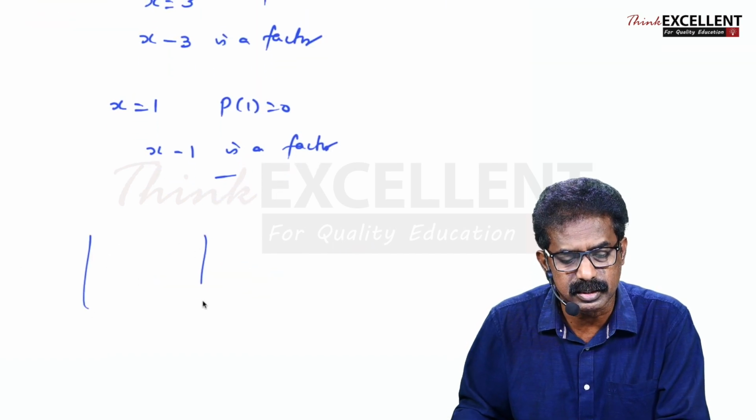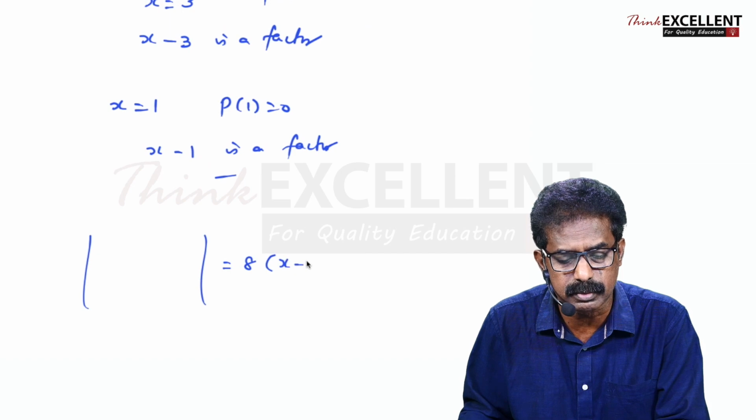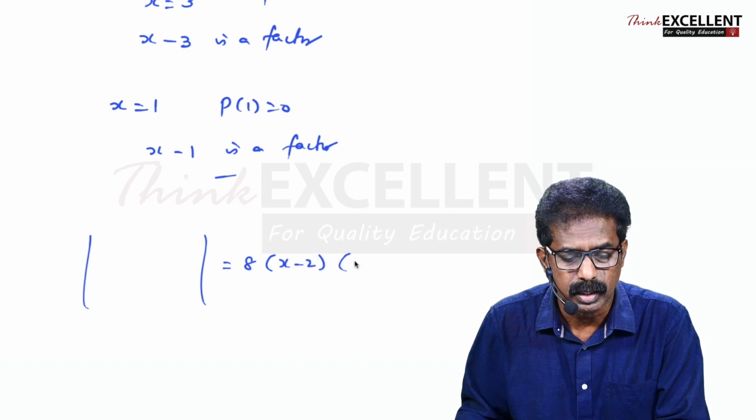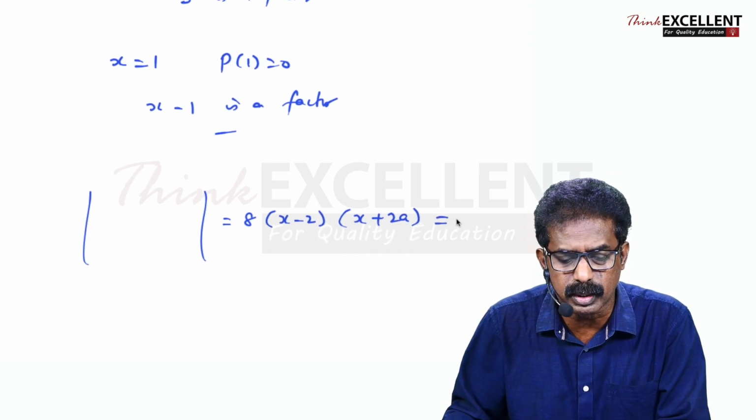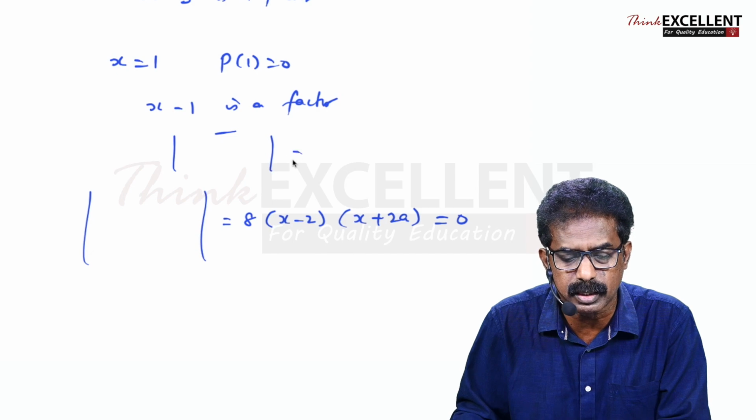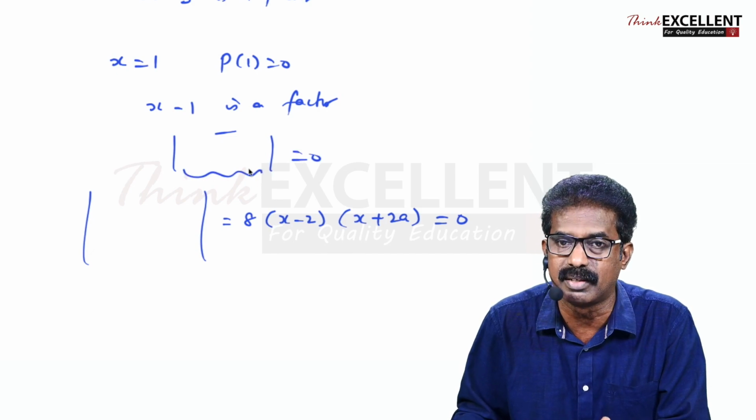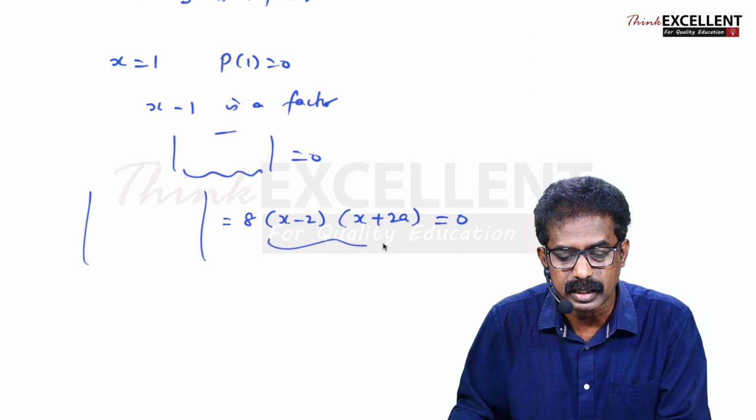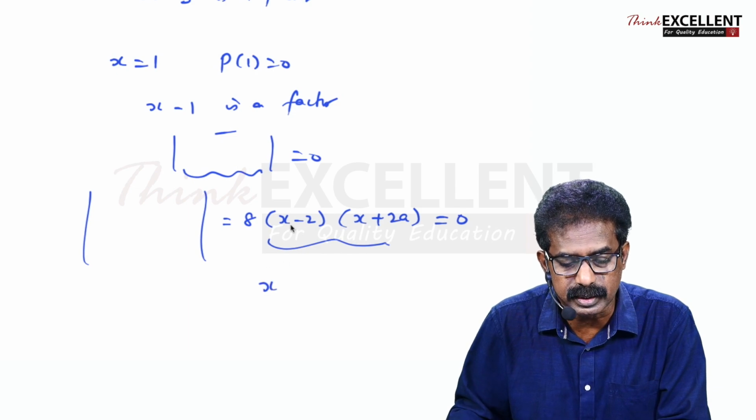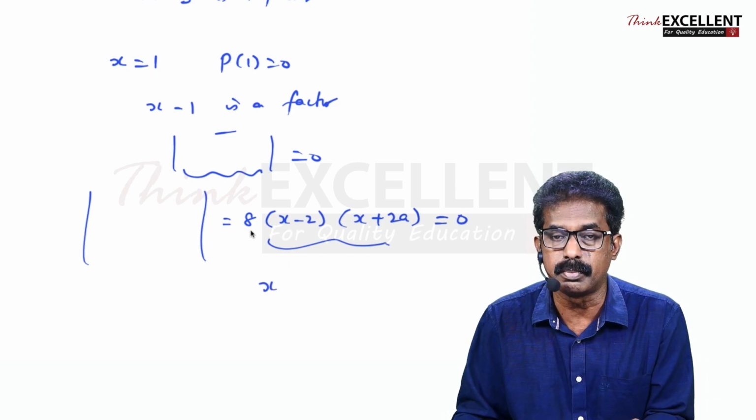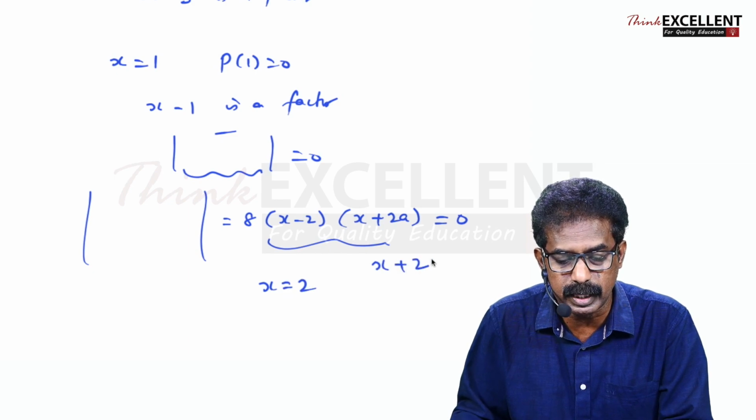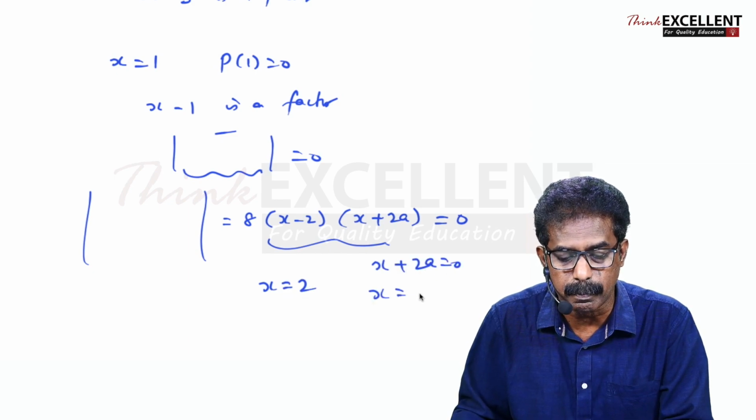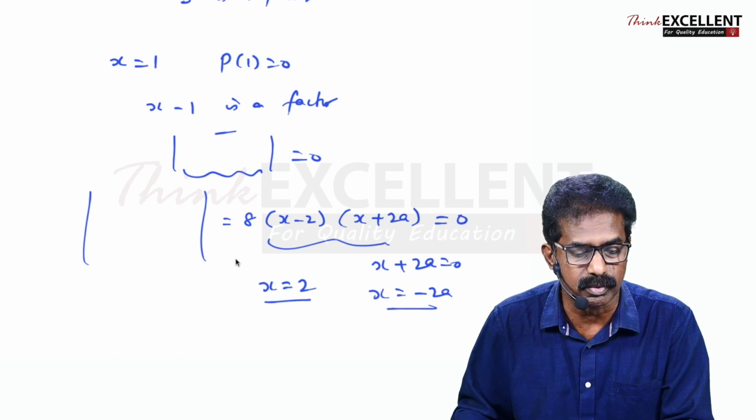First you factorize. Suppose you are getting 8 into (x minus 2) into (x plus 2a). Then if you want to solve it, equate with what? 0. They give some determinant equals 0. You try to factorize the left side, you get something equal to 0. Then 8 cannot be 0, so x minus 2 is 0, so x equal to plus 2. Then x plus 2a is 0, that is x is equal to minus 2a. Like that you can solve it.